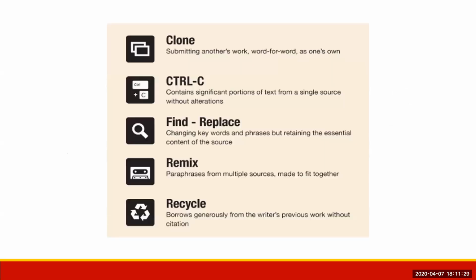So these are some examples of what plagiarism might look like. These are taken from turnitin.com. I'll be supplying that link at the end of the workshop. But the first thing that you might do that is considered plagiarism is called cloning. This is when you submit someone else's work, word for word, as one's own. This can happen in a variety of ways. It can be done when you directly take a passage from someone else's writing and you just copy and paste it into your work.